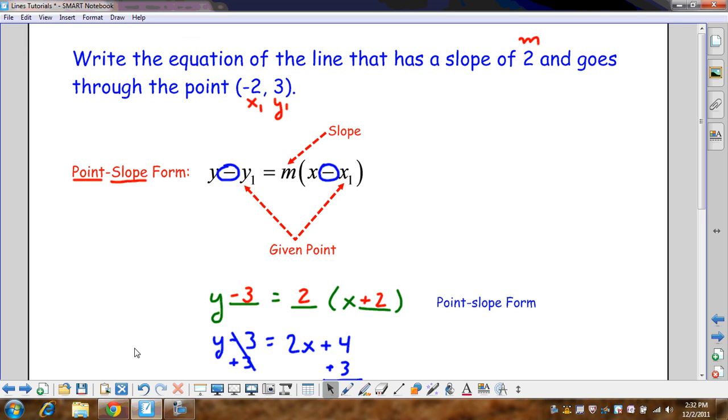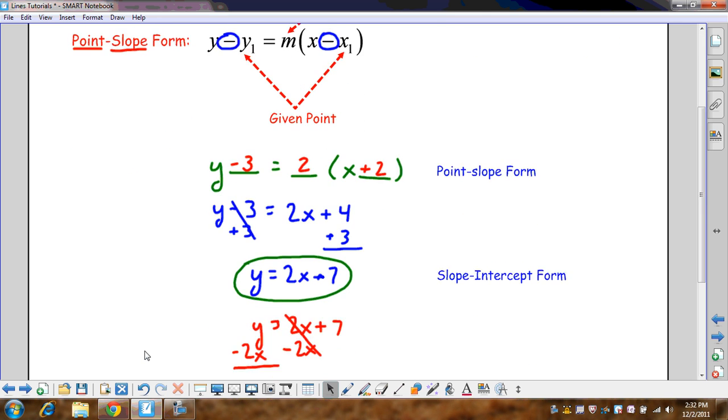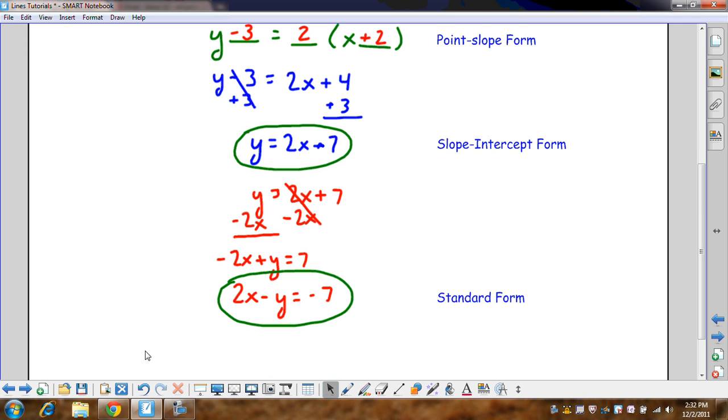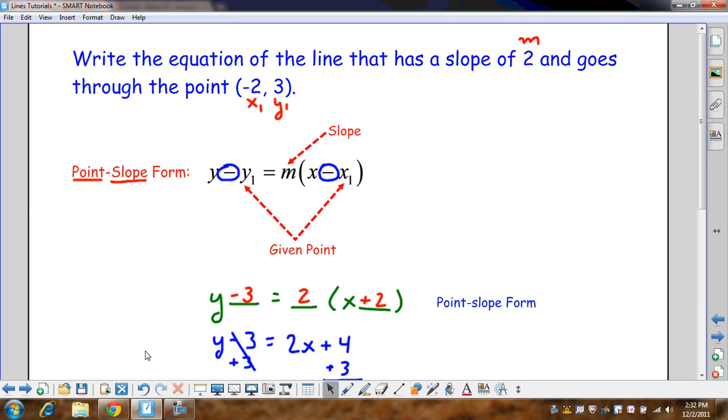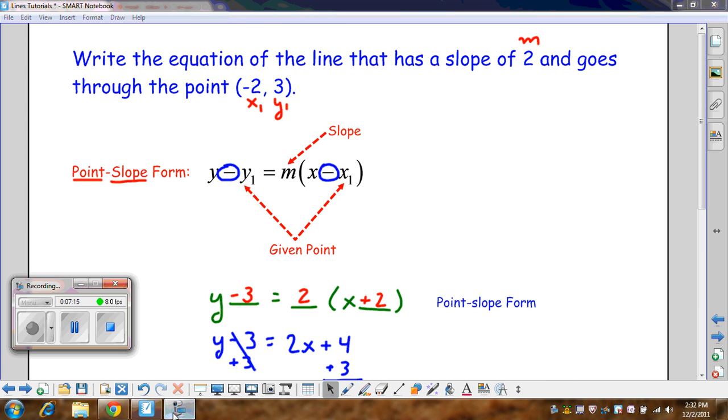I also want to see if my slope was correct. Remember, we were told that the slope was 2, which would mean I would go up 2 over 1. Let me zoom out just a little bit. As I go up 2, over 1, up 2, over 1, which means that I've done this correctly.